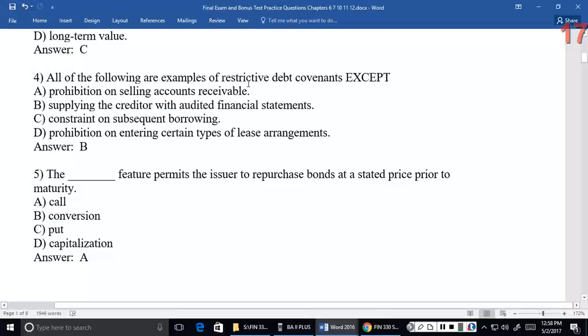All of the following are examples of restrictive debt covenants except which one? The answer is B. Now, remember, restrictive debt covenants, this says what the borrower cannot do. And so, supplying the creditor with audited financial statements, this would be an example of what's called an affirmative debt covenant, which means this is something the borrower has to do, okay? So typically, the borrower has to provide the lender with updated financial statements.